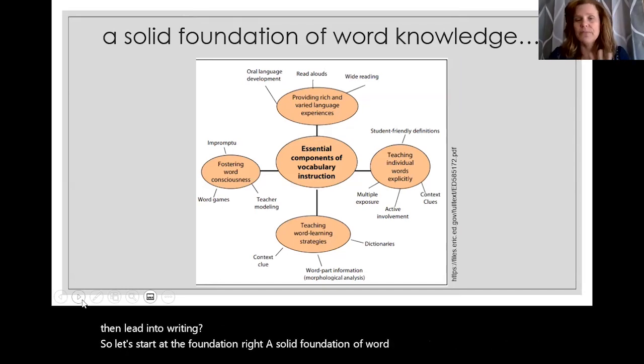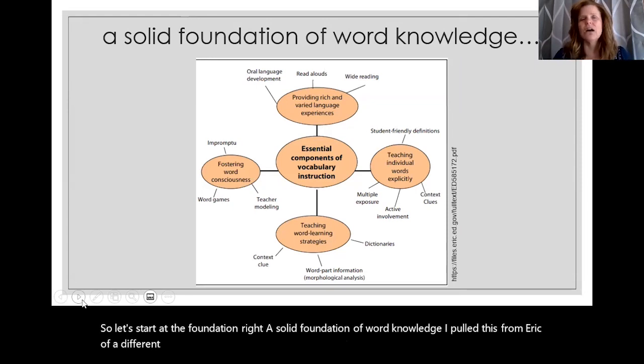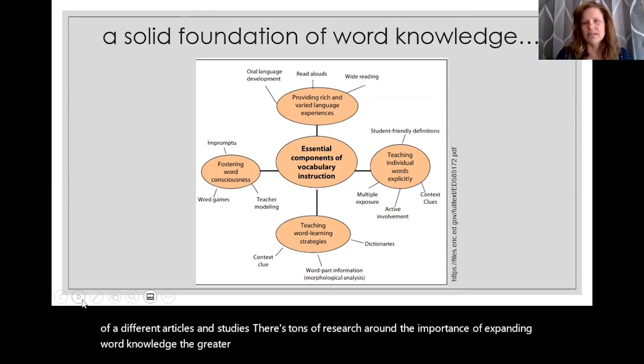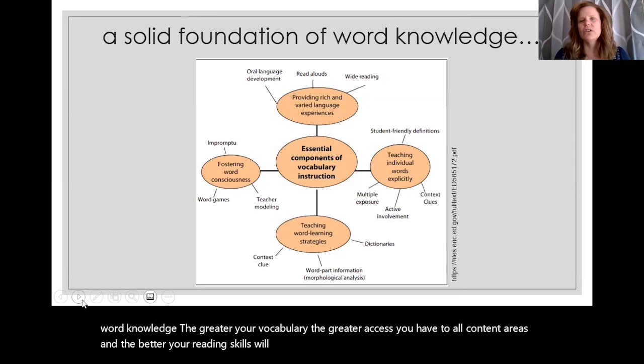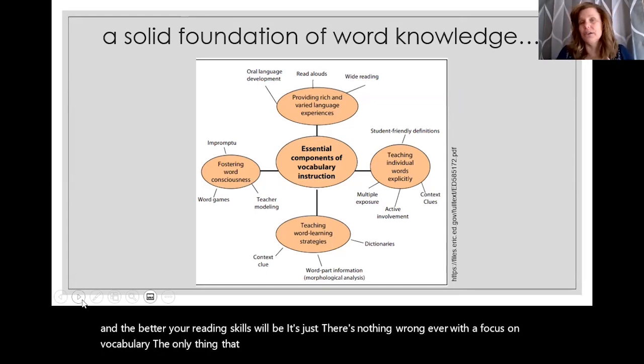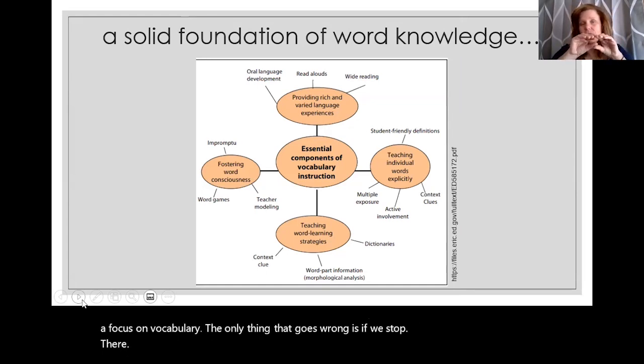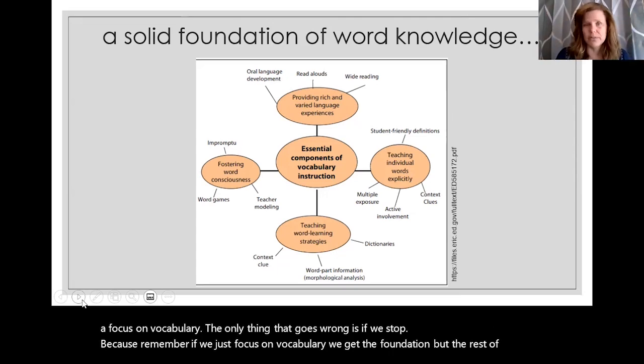I pulled this from ERIC, from different articles and studies. There's tons of research around the importance of expanding word knowledge. The greater your vocabulary, the greater access you have to all content areas, and the better your reading skills will be. There's nothing wrong ever with a focus on vocabulary. The only thing that goes wrong is if we stop there. Because remember, if we just focus on vocabulary, we get the foundation, but the rest of our building never happens.